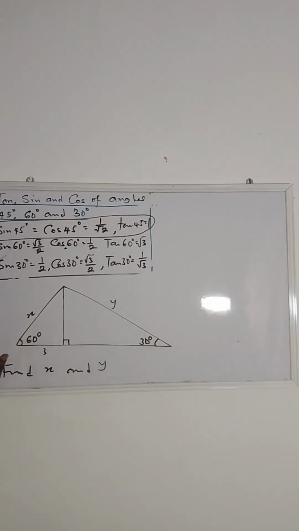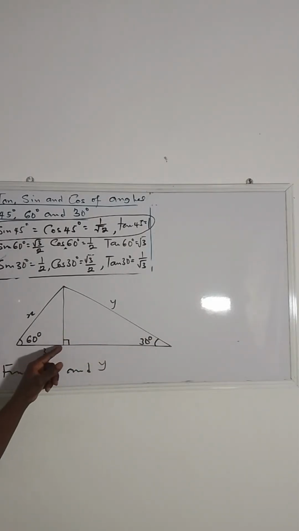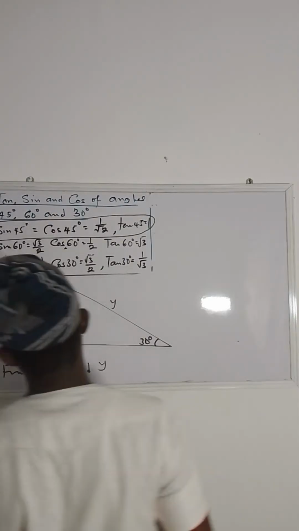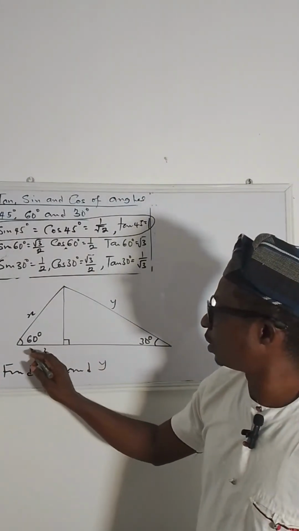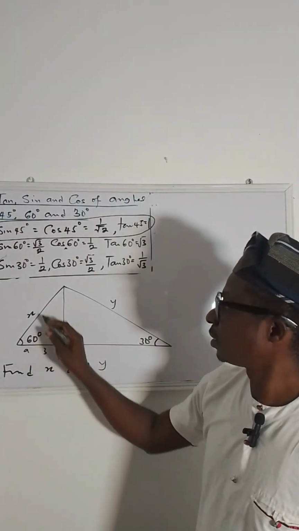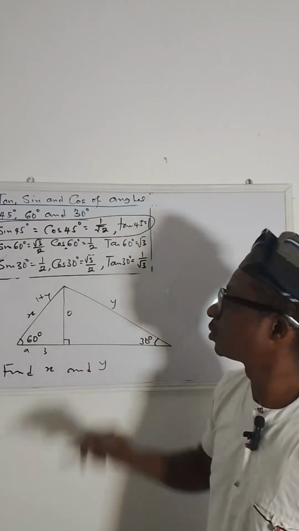All right, now the first one I'm going to be looking at is this because I have one of the sides given. So I won't consider the other one yet. So this is the one I'm considering first. All right, now let's do that. If you consider this, this is the adjacent, this is the hypotenuse, and this is the opposite.